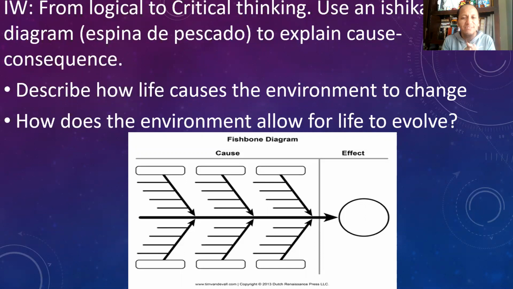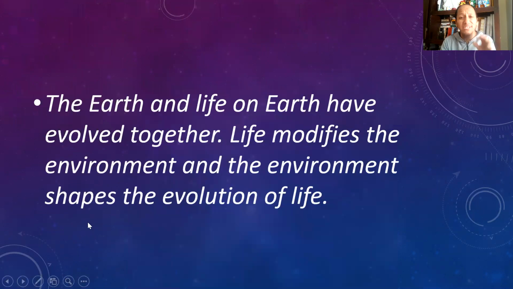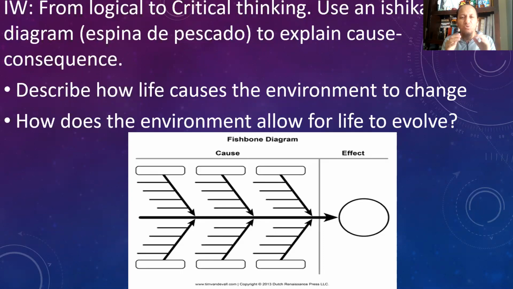So for today's class, my dears, what I wanted you to get is the following: the earth and life on earth both evolve together. Life modifies the environment, and the environment shapes the evolution of life. If you think about that, complete the graphic. So what are you supposed to upload to the assignment? Finish the board work and the Ishikawa diagram, which answers the two questions there, cause and consequence.